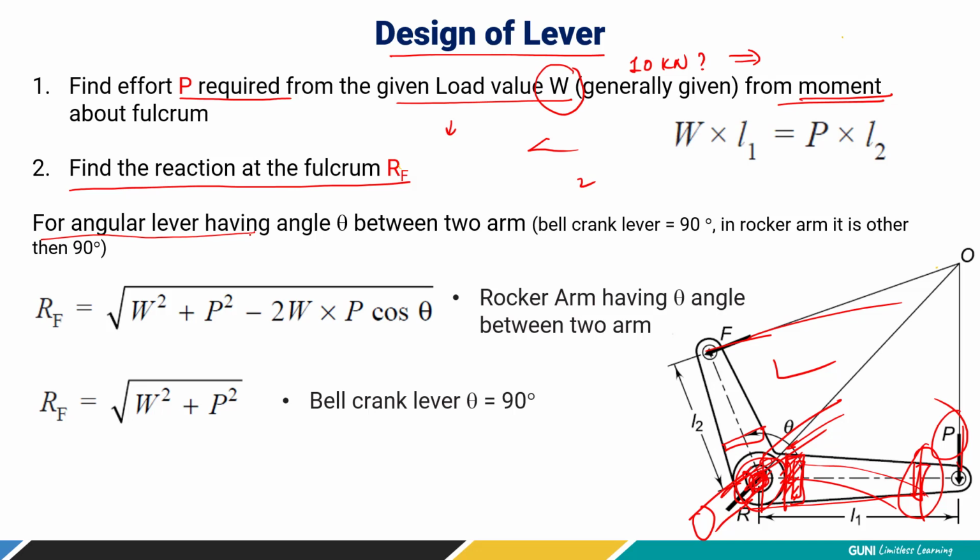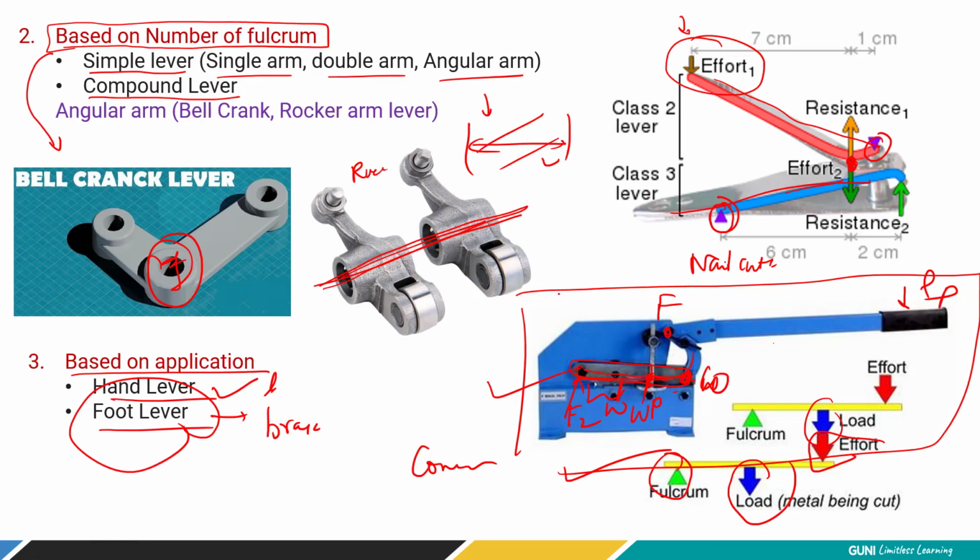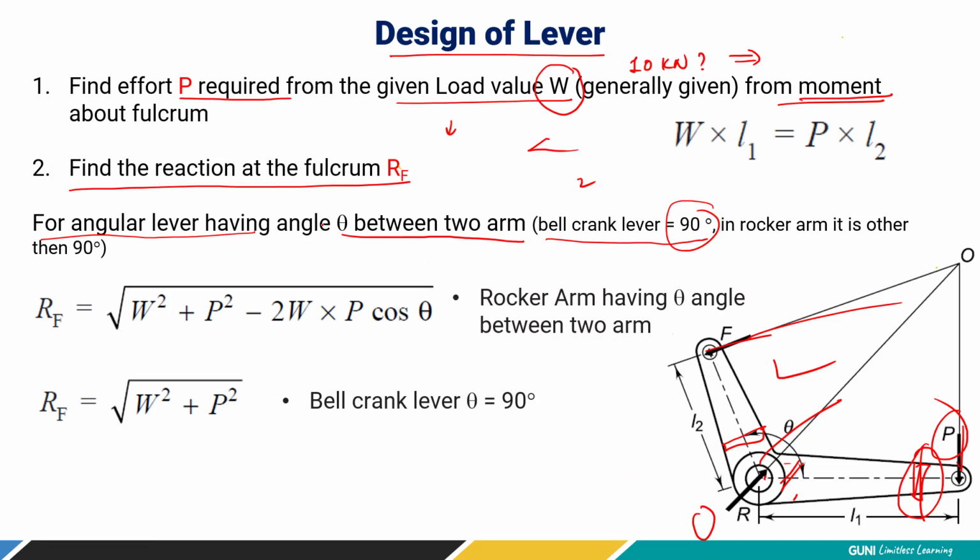For an angular lever having angle theta between two arms, let's say this is the case, right? Bell crank, if it is a bell crank, what will its angle be? 90 degrees. That we have seen, right? Let me show you. So this is the case of a bell crank lever, where the two arms have a 90-degree angle. If it is other than that, then we are going to call it a rocker arm, right? In a rocker arm, it is other than 90 degrees.